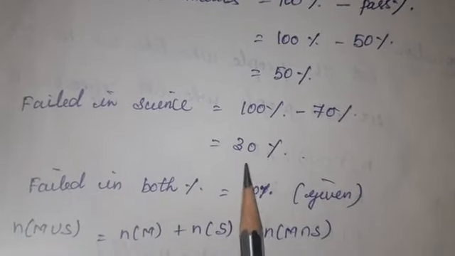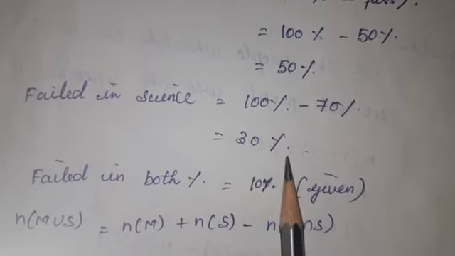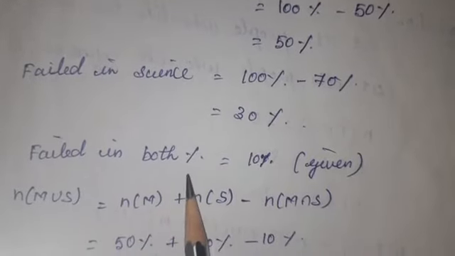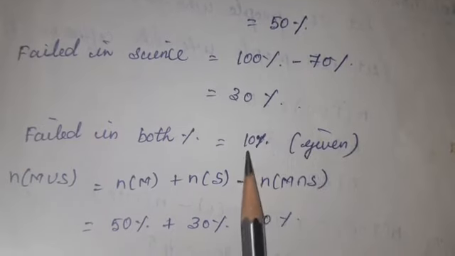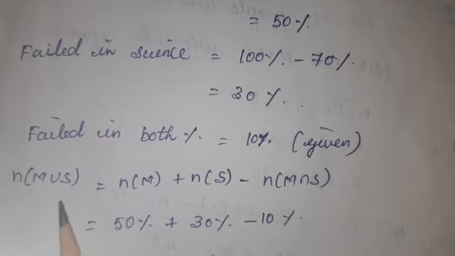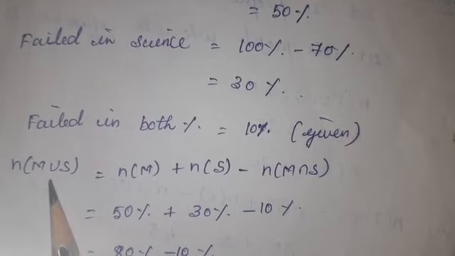The percentage failed in science is 30%. Failed in both, the percentage is 10%, which is given in the question. That one I have taken, it is 10%. Next I am going to find n of M union S.